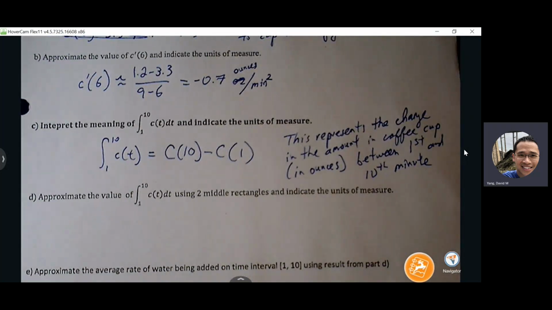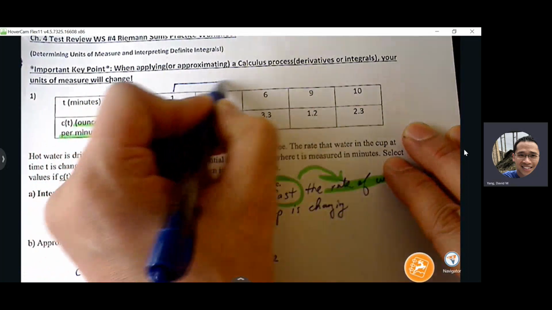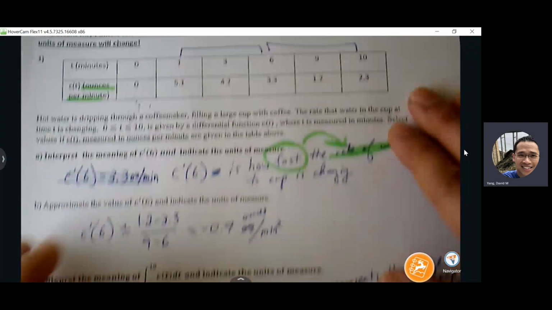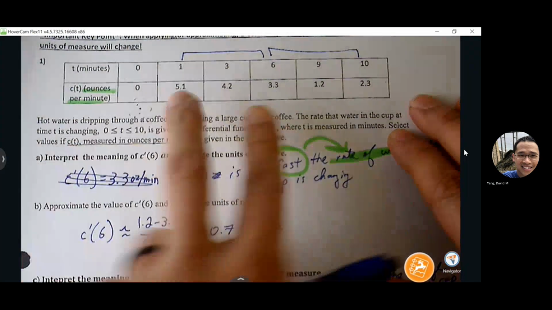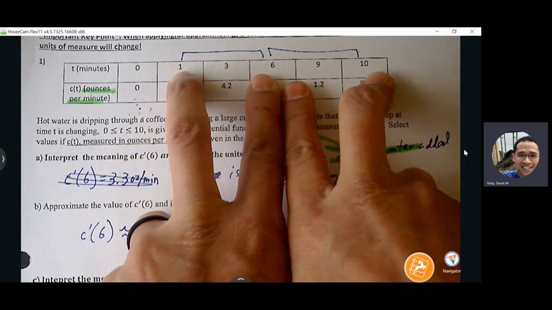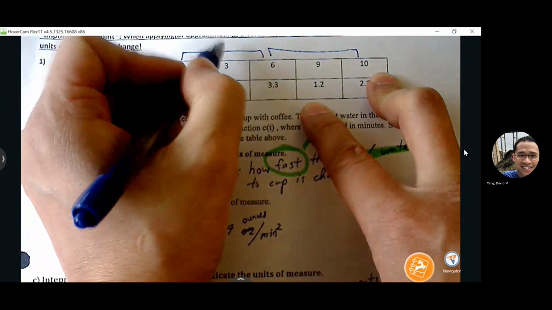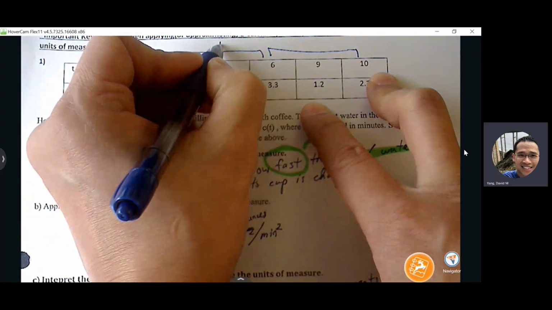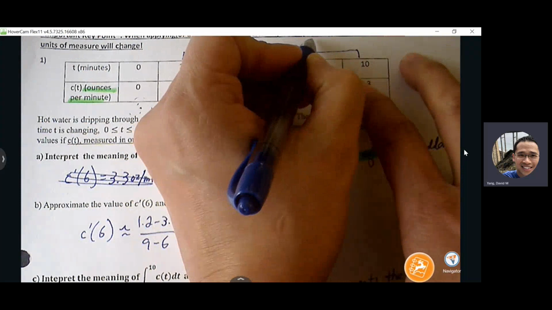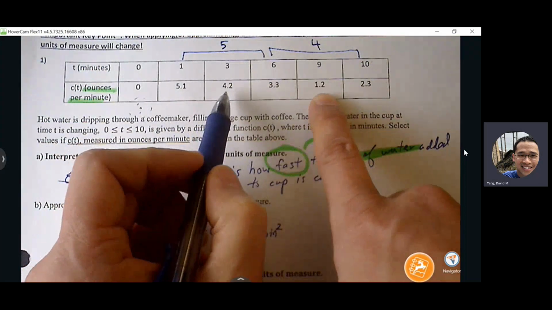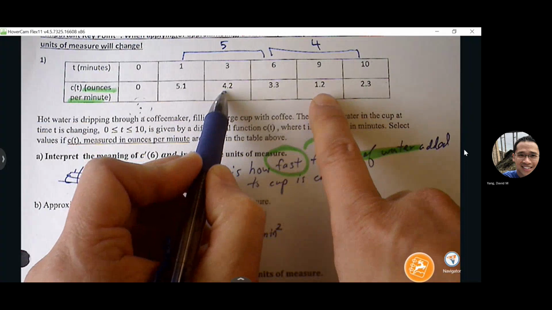Part D says, now let's approximate the integral from 1 to 10 of C of t using two middle rectangles. So now we're going to use what we've done with the area formula. Two middle rectangles from 1 to 10, so I'll do 1 to 6 and 6 to 10. What's the width of my two rectangles? 6 minus 1 is 5, and 10 minus 6 is 4. And then the heights I'm going to choose are 4.2 and 1.2.